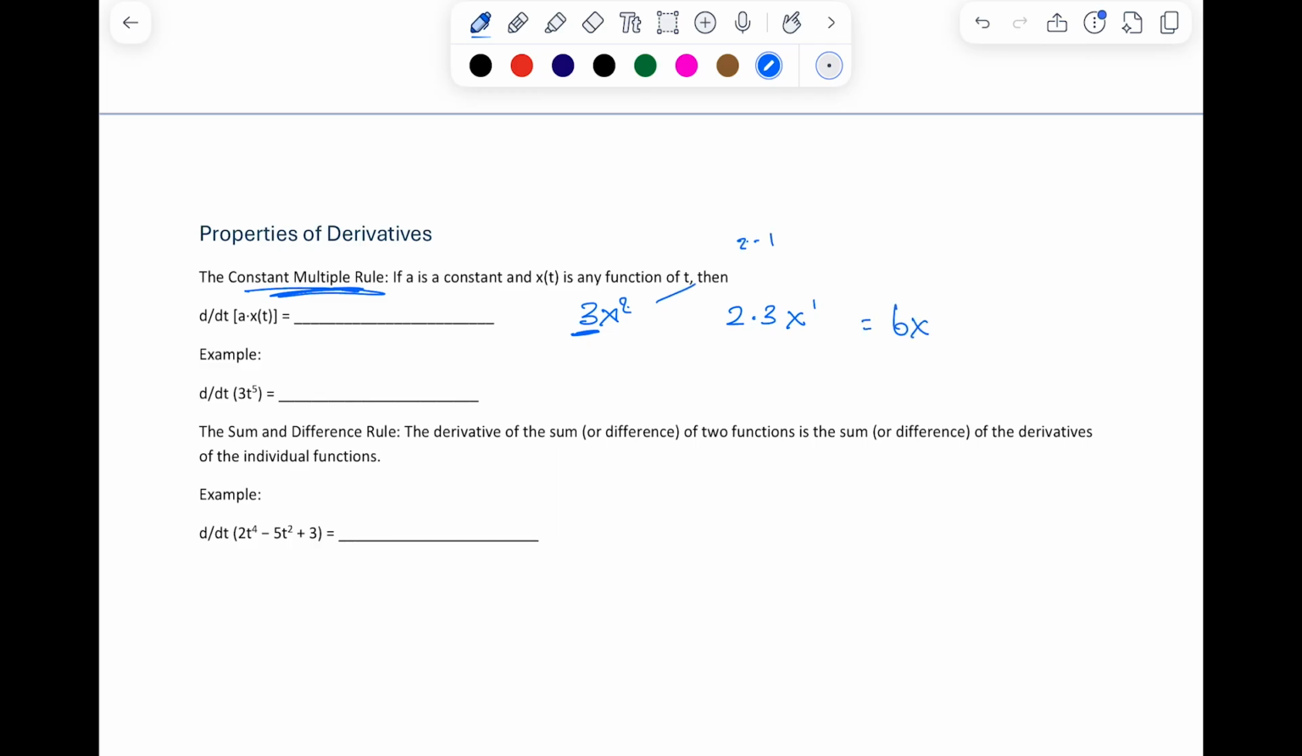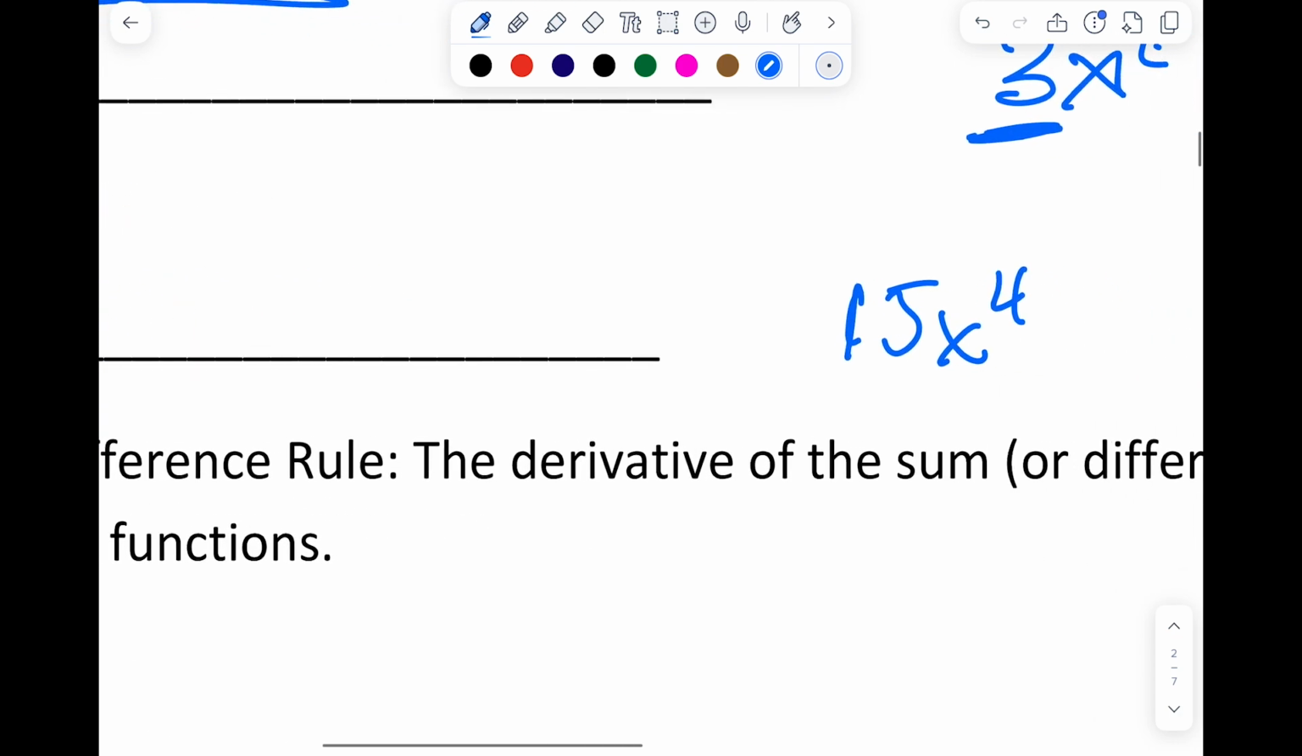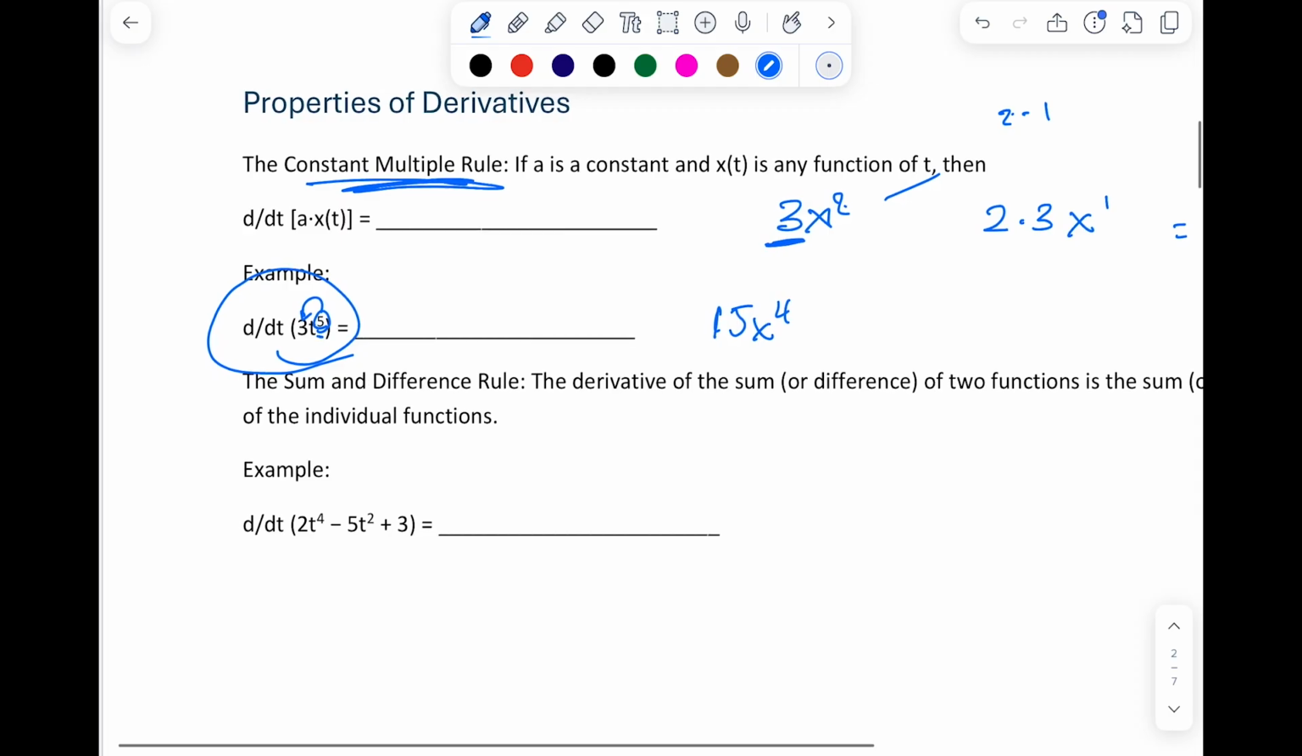Does that make sense? Here's a good example. This will be 15x to the fourth, because you take this 5 right here, multiply by the 3, and then you drop the x by one power, and it becomes to the power of fourth.